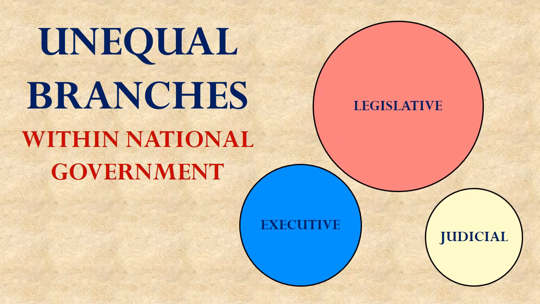But the truth is that it was always foreseen that they would be unequal branches. There was an assumption at the time that the Constitution was written that the legislative branch should be by far the most powerful, and the judicial branch by far the weakest. The reason for this is that the legislative branch makes the laws. The executive then just executes the laws that the legislative branch makes, and the judicial branch just judges whether you've obeyed the laws that the legislative branch has made. So everything traces back to the legislative branch as being the source of the power of the national government.